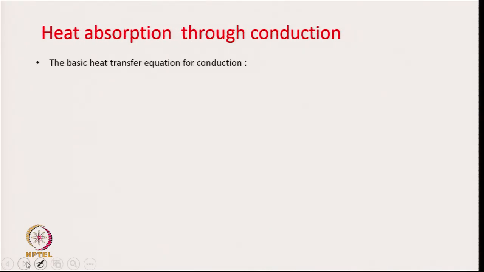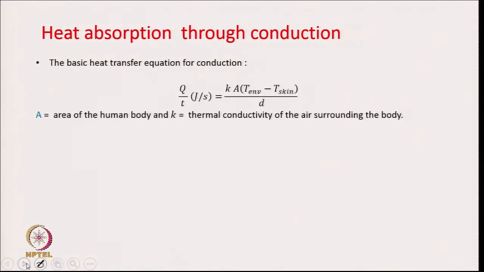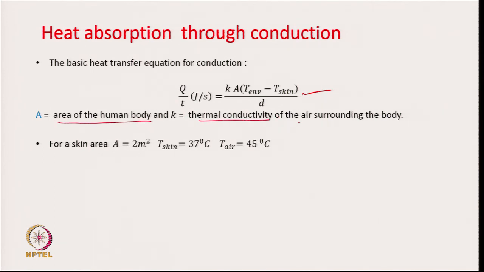The next is heat of absorption through conduction. If we try to find out, because the air is in contact with the human body, how much heat is going to be transferred from the air to the body through conduction mode of transfer. Now, this equation is the basic heat transfer equation for conduction. Q by T equal to K A (T of the environment minus temperature T of the skin) divided by D. A is the area of the human body, K is the thermal conductivity, D is the thickness of the air layer.